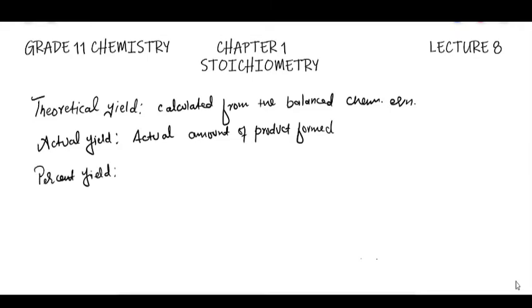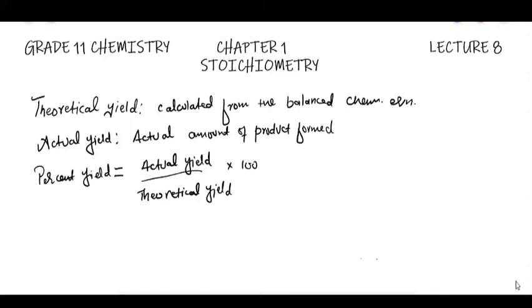Percent yield is the percent amount of product formed as a result, and this is calculated from the actual yield and the theoretical yield. So you have a very simple equation, that is percent yield is equal to actual yield divided by theoretical yield multiplied by 100, and this is equal to the percent yield of the product formed as a result of a chemical reaction.